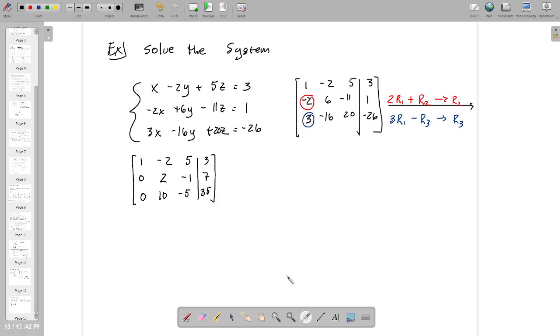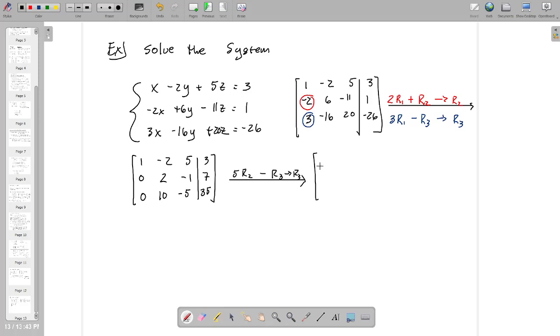And you might not recognize it yet, but row 2 and row 3 are the same equation. I need to multiply row 2 by 5 in order to get row 3. This is what's going to give us our dependent system. Right? So I'm not changing row 1. I'm going to change row 3. So we do 5 times row 2 minus row 3, replace row 3.